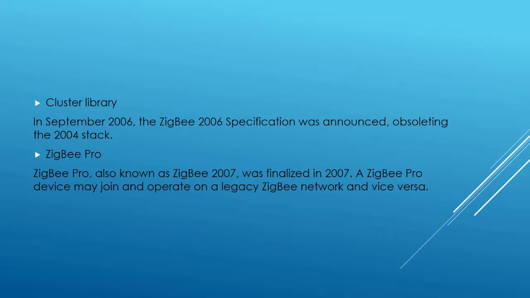In September 2006, the Zigbee 2006 specification was announced, obsoleting the 2004 stack. Zigbee Pro, also known as Zigbee 2007, was finalized in 2007. A Zigbee Pro device may join and operate on a legacy Zigbee network and vice versa.